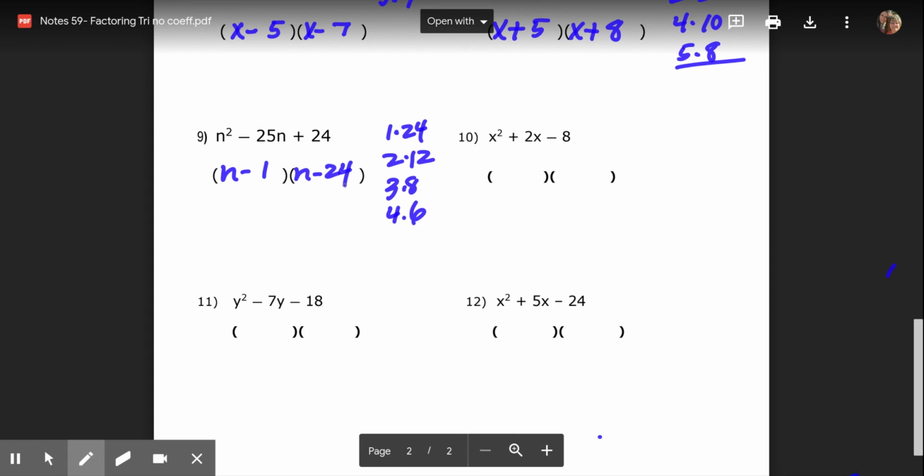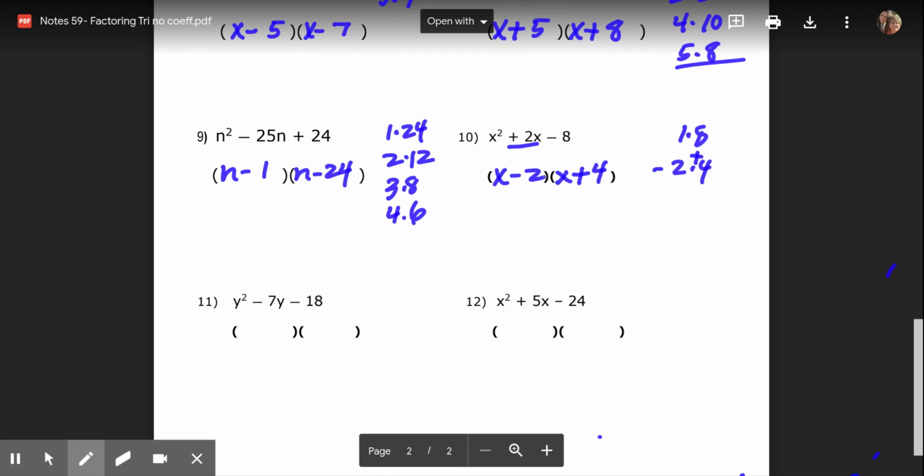Number 10, factors of 8. We've got 1 and 8 and 2 and 4. You have to get your signs right. These are going to be different signs because this 8 is a negative, and a positive times a negative is a negative. So the signs have to be different. So we need factors of 8 that, when you subtract, give you 2. So the 2 will be negative and the 4 will be positive because your middle term is a positive.